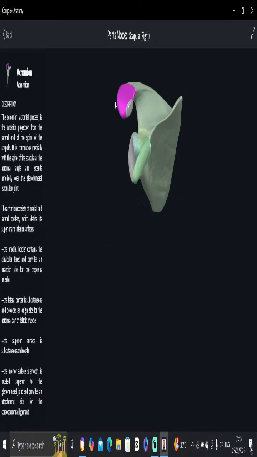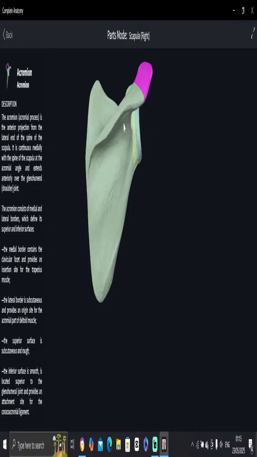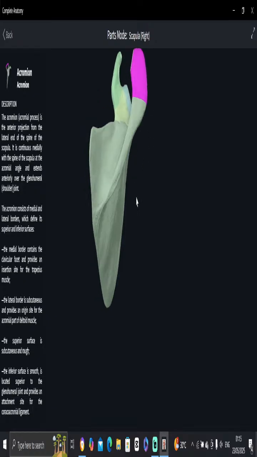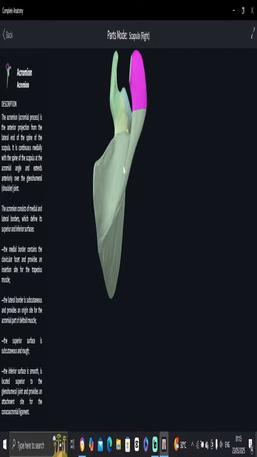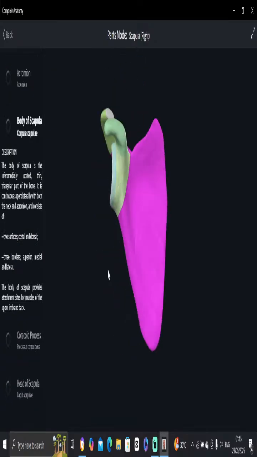So it continues laterally to the acromion of the scapula. In fact, it continues posteriorly to the spine. So the spine, along the inferior ridge, we have the attachment point for the third part of the deltoid, and also for the third part of the trapezius muscle. So basically that's the acromion.